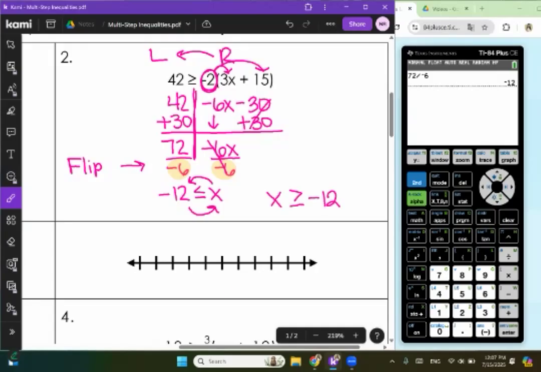So that means we go from the negative 12. And notice how it changes the way that we shade. Because originally I would probably try to shade to the left. But when I move my variable to the front, the way it's supposed to be written, notice you end up shading to the right. And that is a closed circle because it is underlined.